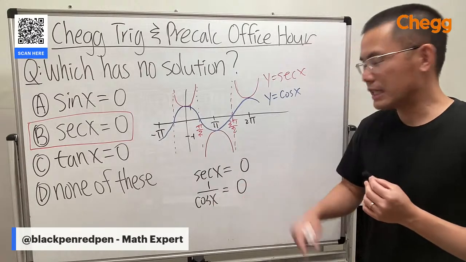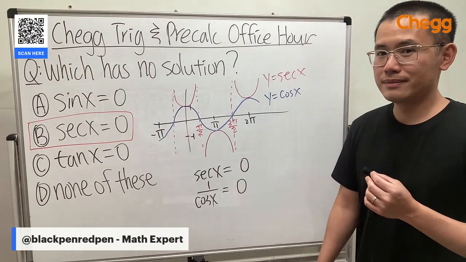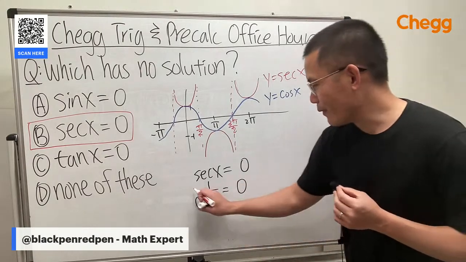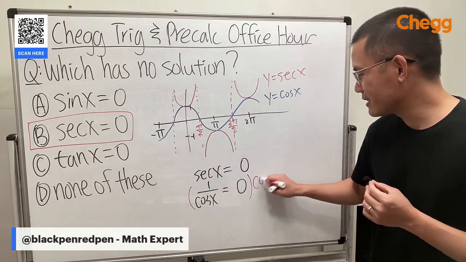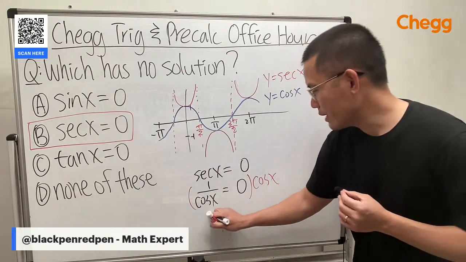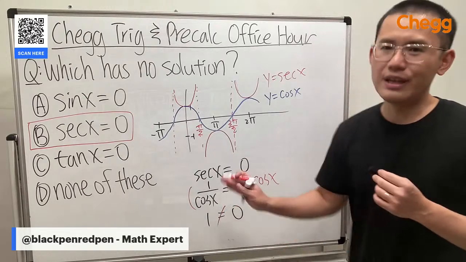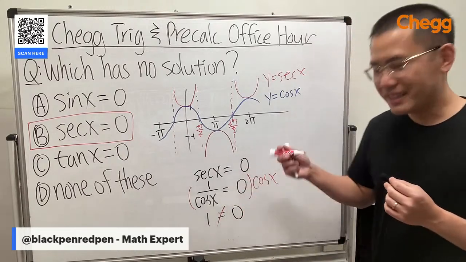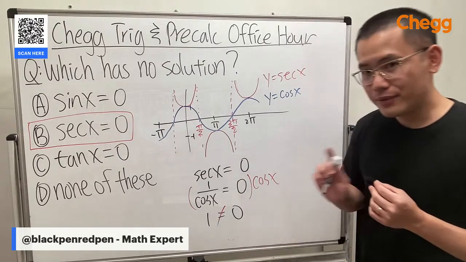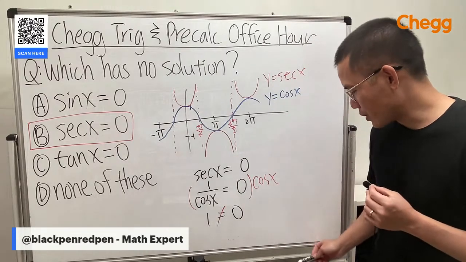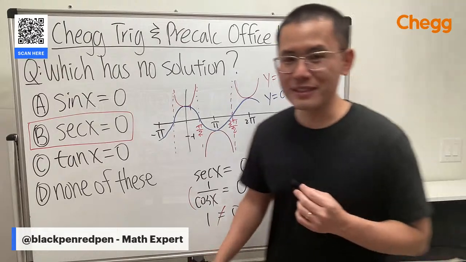What if you multiply both sides by cosine x? Will that work? No. If you multiply both sides by cosine x, this is 1, this is 0. Of course, this is false. Never have a solution, right? Never have a solution. Fun fact, not even in the complex world, you will just not have any solutions.